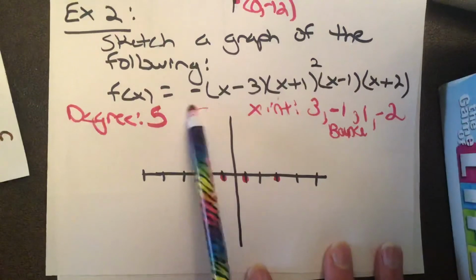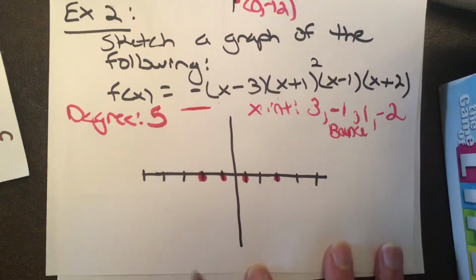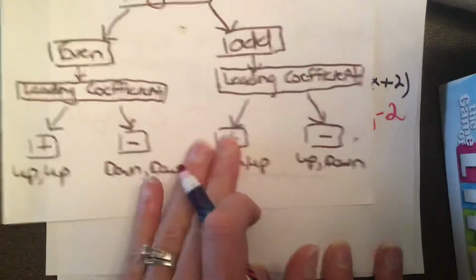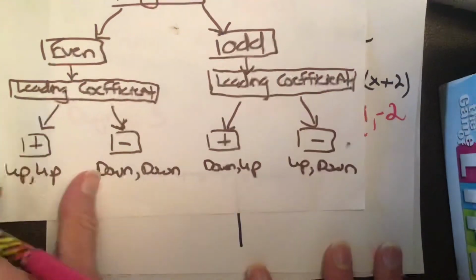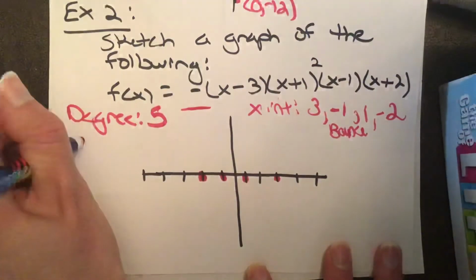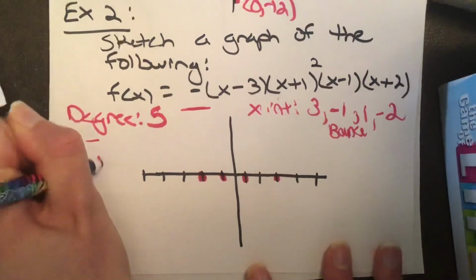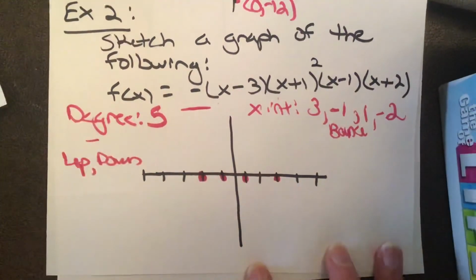The a right here is a negative 1. So it has an odd degree, and the a is negative. Going back to our flow chart, odd degree, a is negative, we know the end behavior is up, down. So it's going to start up, and it's going to end down.